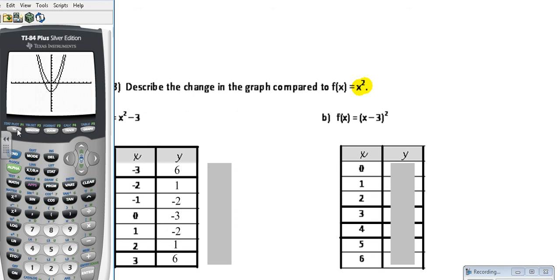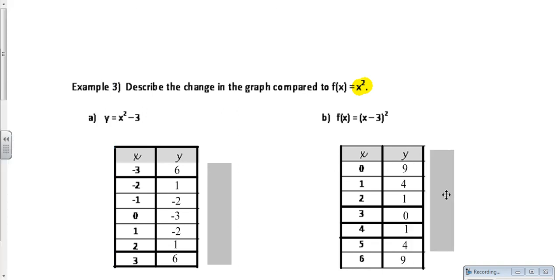Next one, let's try that one. Y equals, and let's go down to the third equation, and it's going to be parentheses x minus 3 parentheses squared. Let's graph that. Now look what happened. It shifted it to the right. So the minimum was at the origin, and now the minimum is at 3 units to the right. So if I look at this, my coordinates would reflect that.